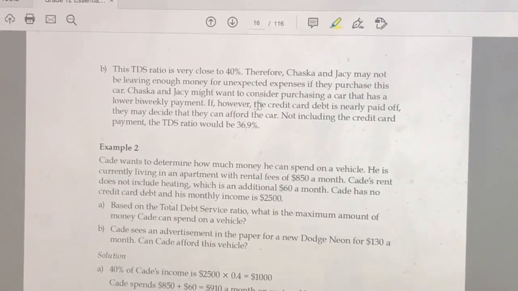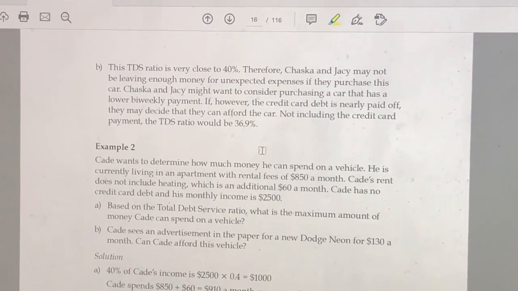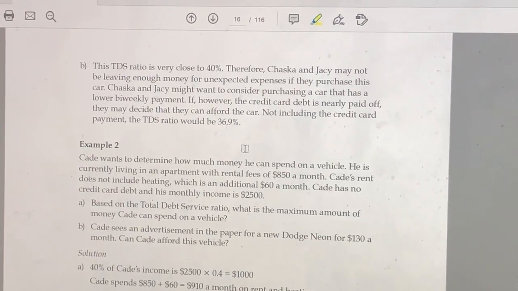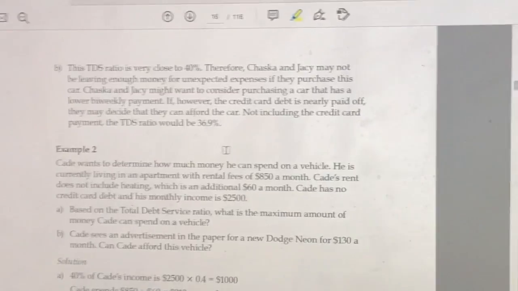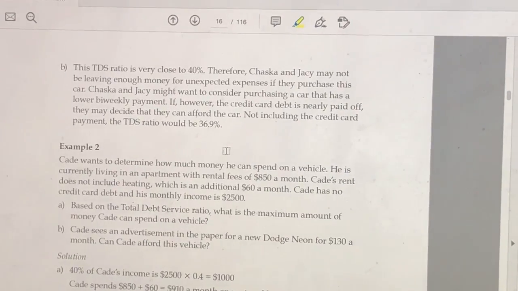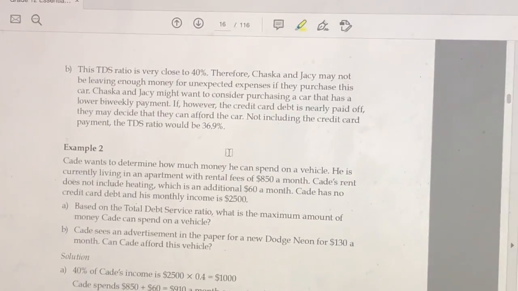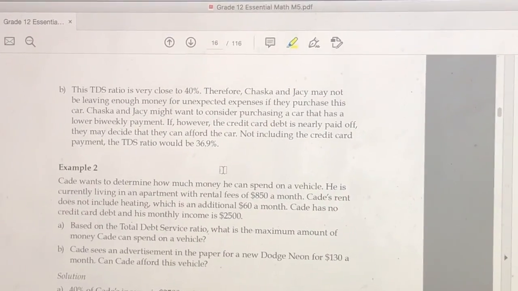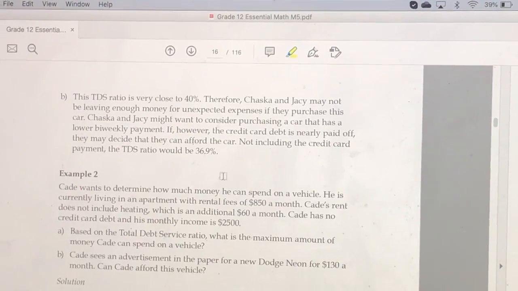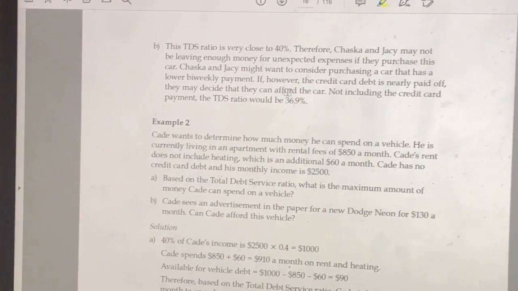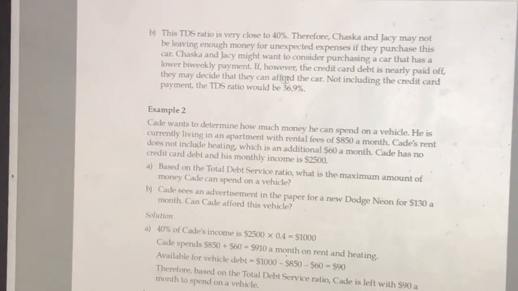If, however, the credit card debt is nearly paid off, they may decide that they can afford the car, not including the credit card payment. The TDS ratio would have been 36.9. So very close to the 40%. So keep that in mind. Yes, it is lower than the rate that you're looking for. That definitely answers the question. But think to yourself, am I really close to that percentage? Yes. Probably should look for somewhere in the ballpark of anywhere lower than 35%.